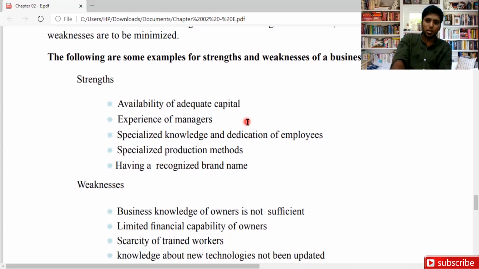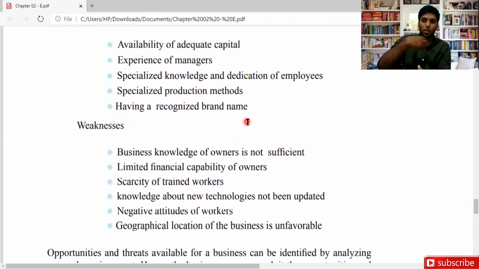What is the weakness when it comes to your internal environment? Now I'm speaking about the internal environment because I said strength and weakness are the internal environment, while opportunity and threat are the external environment. So what is weakness? Business knowledge of owners is not sufficient. Limited financial capability of owners. Business knowledge of owners is not sufficient: they do not know what they are actually doing. They are just doing it for the sake of doing. Limited financial capability of owners: it's very hard to take a bank loan, very hard to get loans from people. Then of course you are going to be unsuccessful.